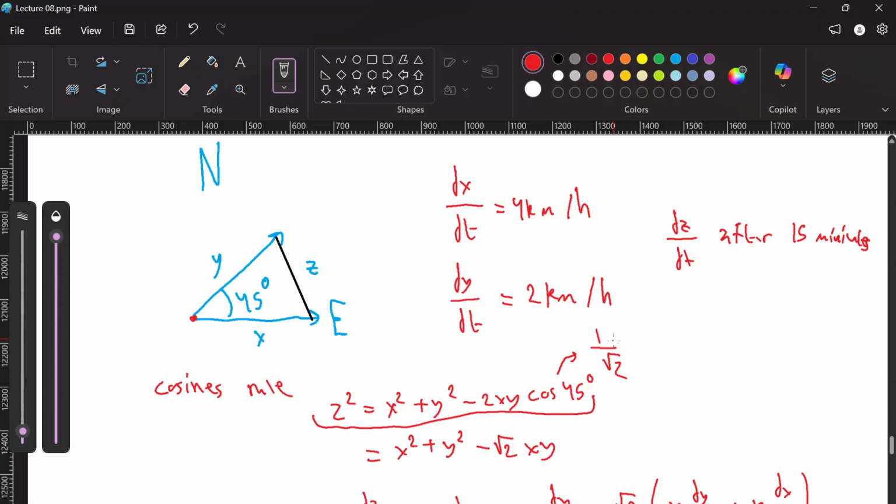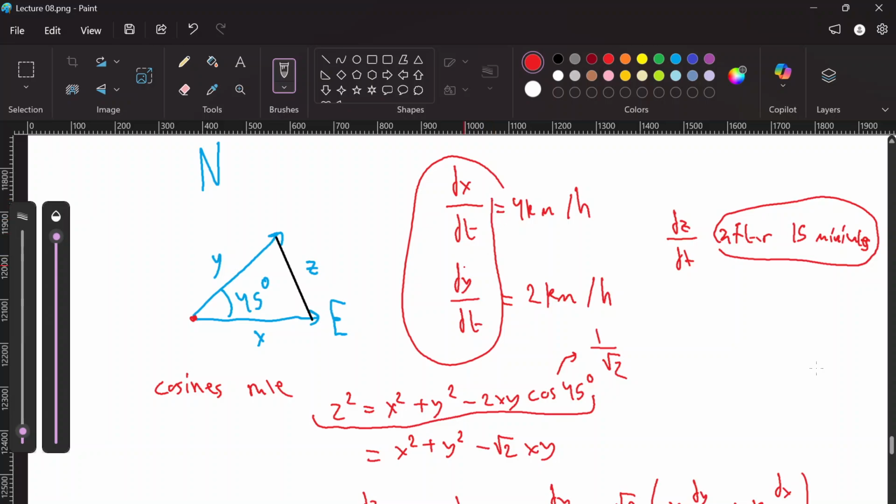Okay, I will show you. Now we have the time, right? After 15 minutes. And we have the velocity, right? So we can get x and y, which is the distance, right? So x equals what? Equals 4, which is dx over dt, times time, which is 15 minutes. But in hours, what is 15 minutes in hours? 1 over 4, right?